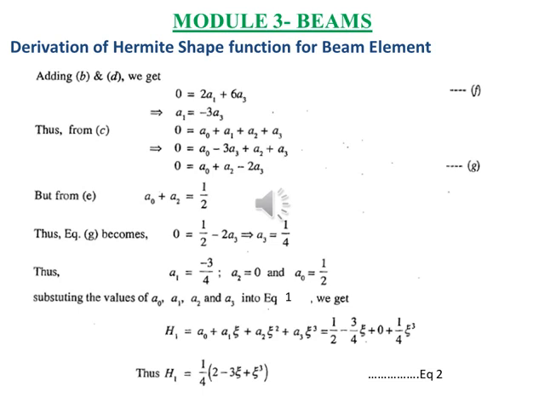Now we have found out the values for a0, a1, a2, a3. Now substituting this in equation 1 we get h1 is equal to a0 plus a1 neta plus a2 neta square plus a3 neta cube, which is nothing but half minus 3 by 4 neta plus 0 plus 1 by 4 neta cube. Thus h1 or Hermite shape function 1 is equal to 1 by 4 into 2 minus 3 neta plus neta cube. So this is equation number 2, wherein we have found the value for h1.